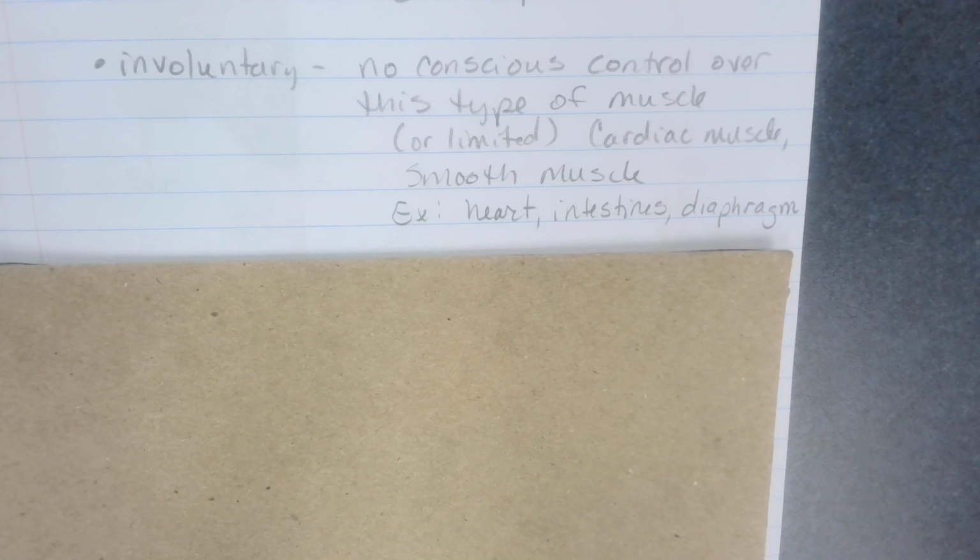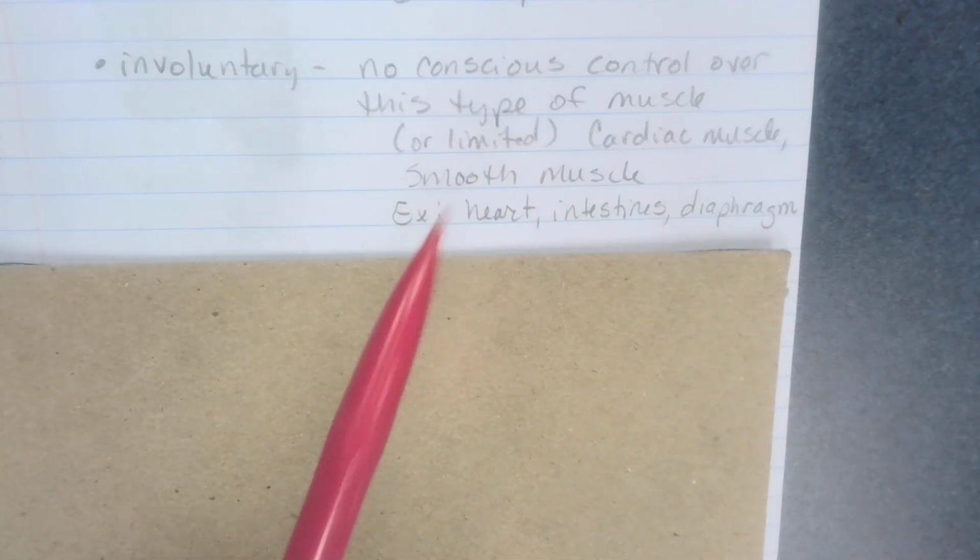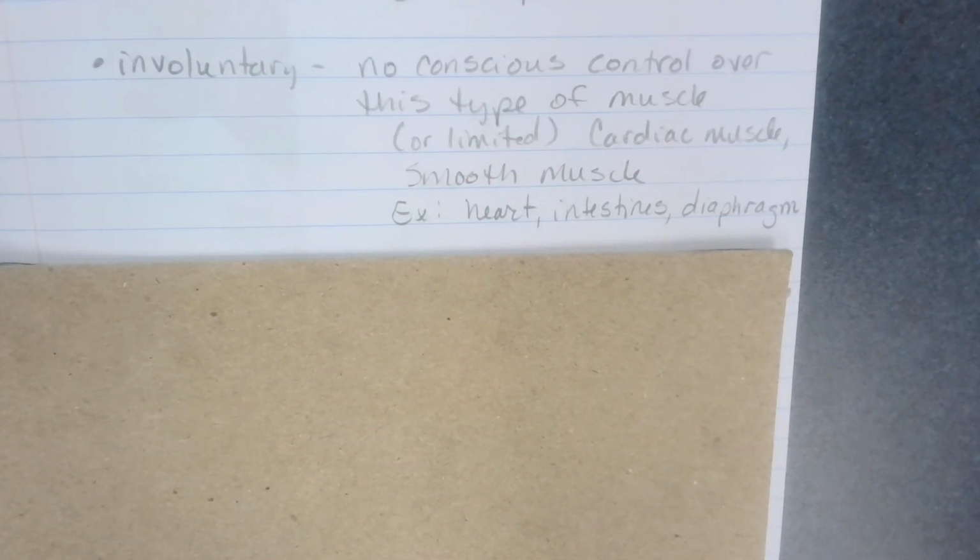Involuntary muscle: we have no conscious control over this type of muscle, or a very limited amount of control. So you can hold your breath for a little while, but eventually you're not going to be able to keep holding it. Your body's going to take control and make you start breathing again, even if it's making you pass out so you can start breathing again.